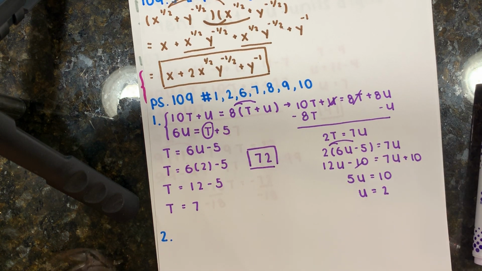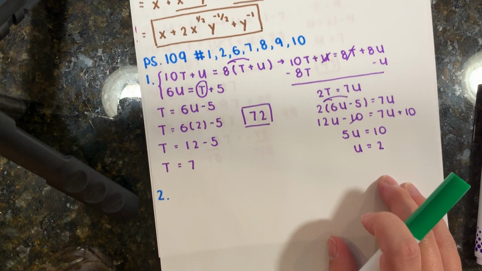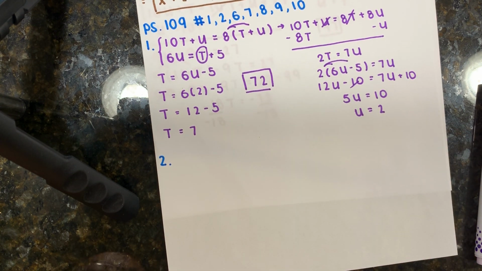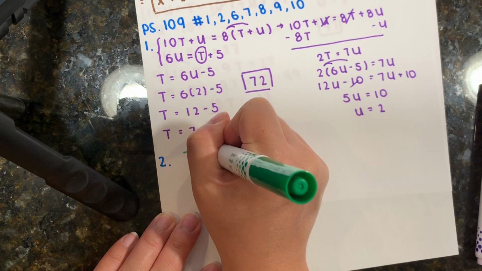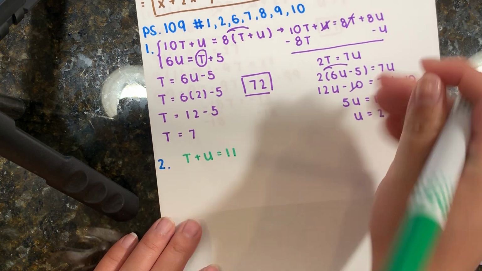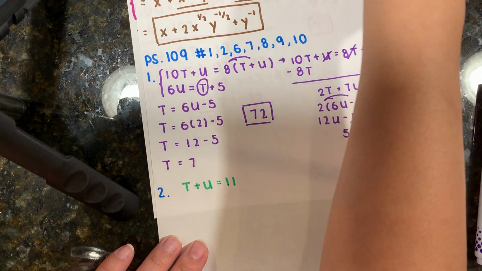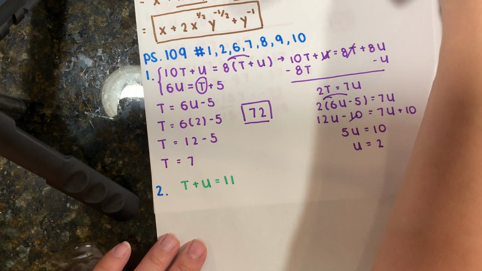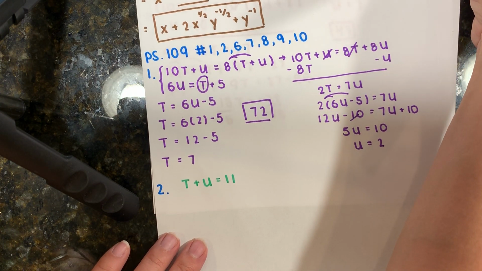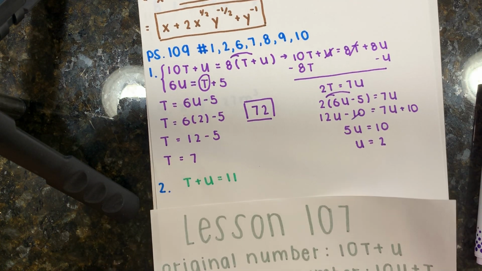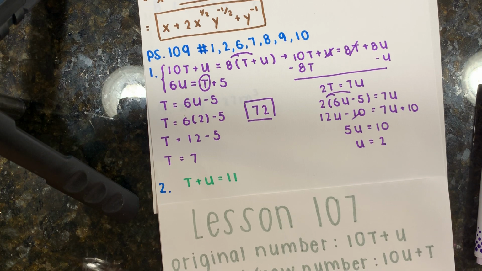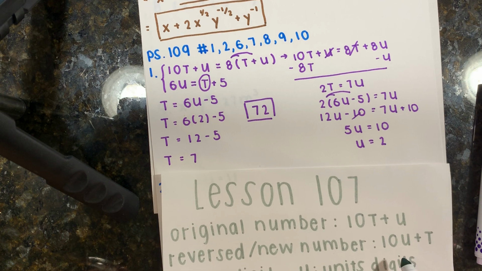Now for the next one, we have the sum of the digits of a two-digit counting number was 11. So that's just taking the tens and the units digit and adding them together, you get 11. Then we need to refer back to lesson 107, our notes in 107, because it says if the digits reverse the new number. So the new number equation is right here. It's 10u plus t, reversed our new number.